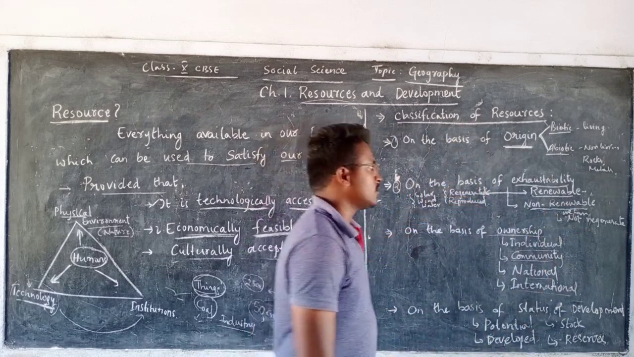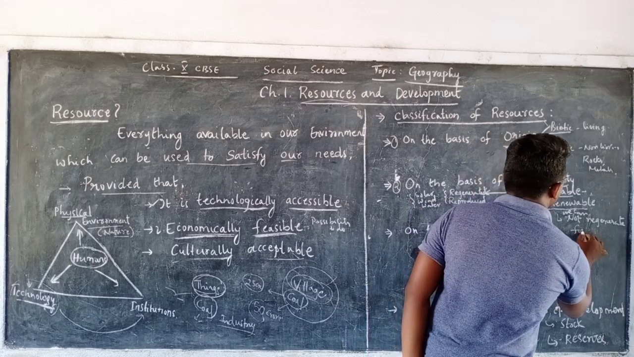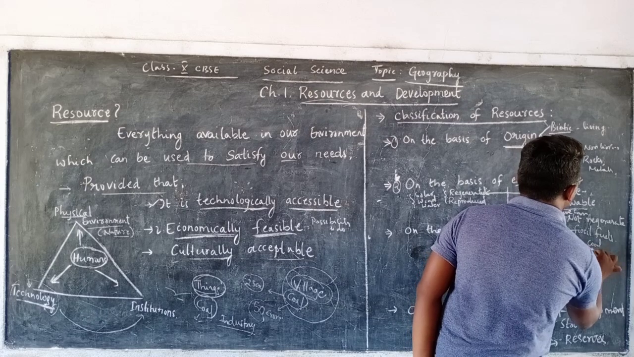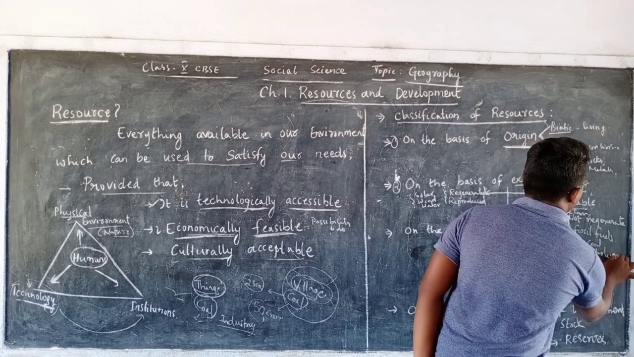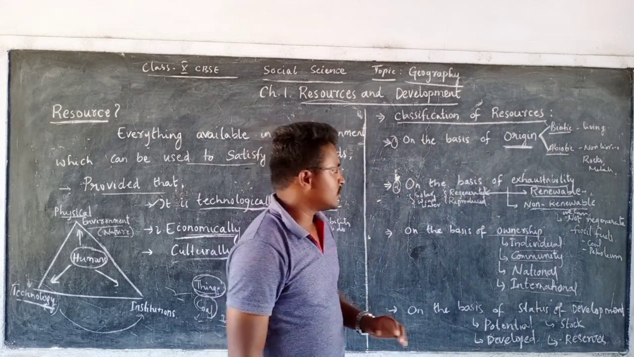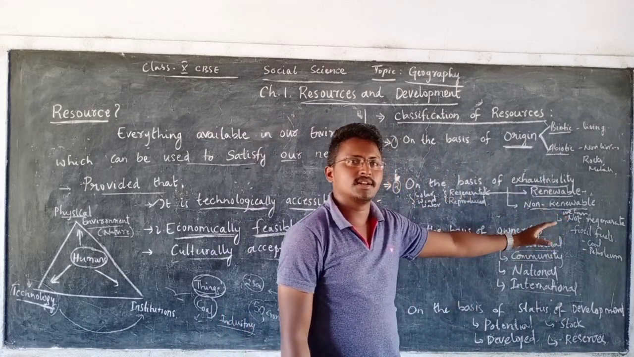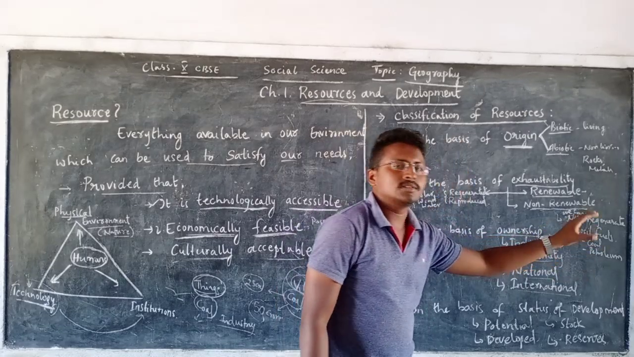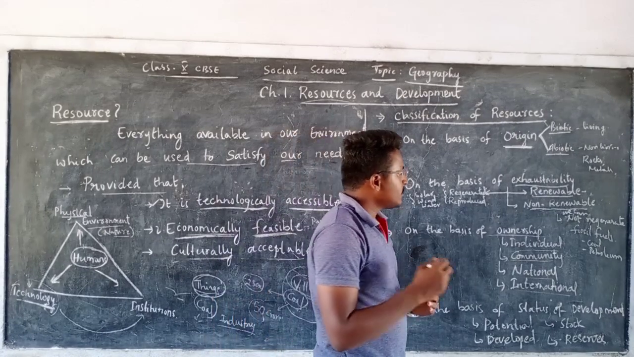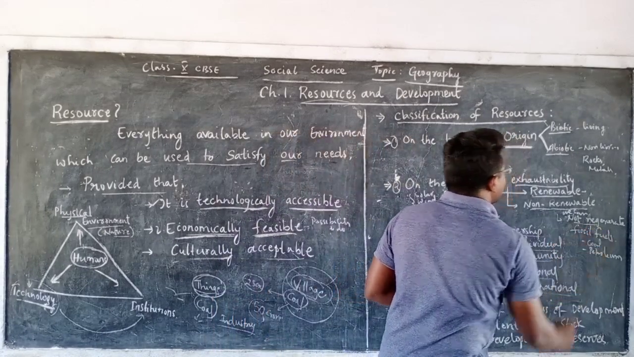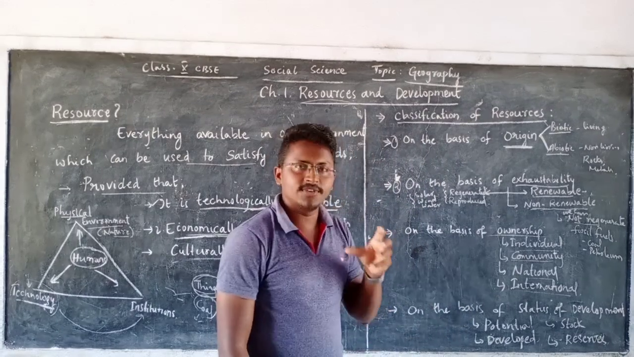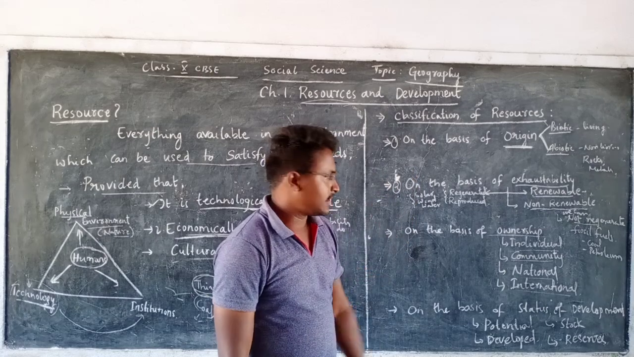Examples of non-renewable resources we can take are fossil fuels, such as coal as well as petroleum. These are the best examples of non-renewable resources, because coal takes millions of years to regenerate. At the same time, petroleum also takes many years to regenerate. So those resources which cannot be regenerated or will take millions of years to produce, we call them non-renewable resources.